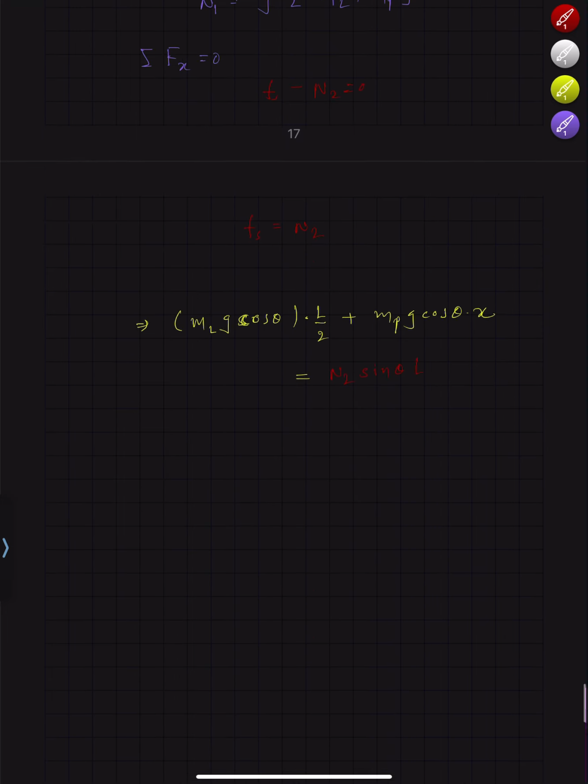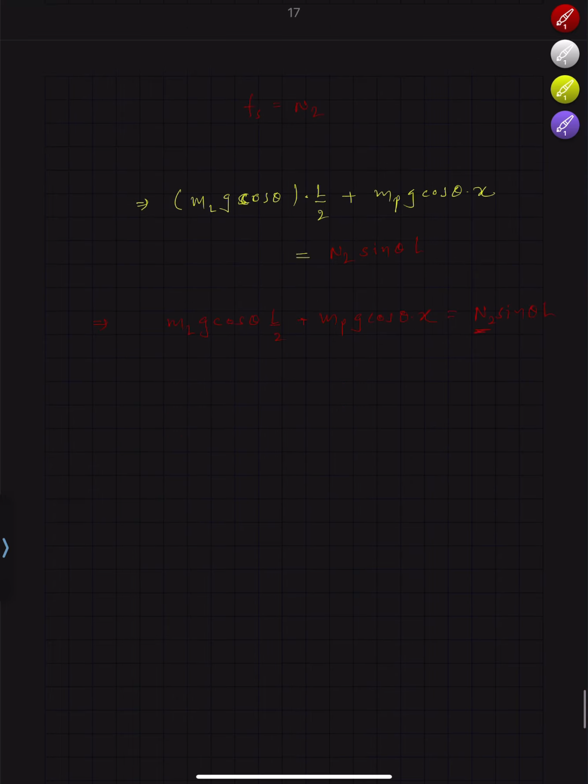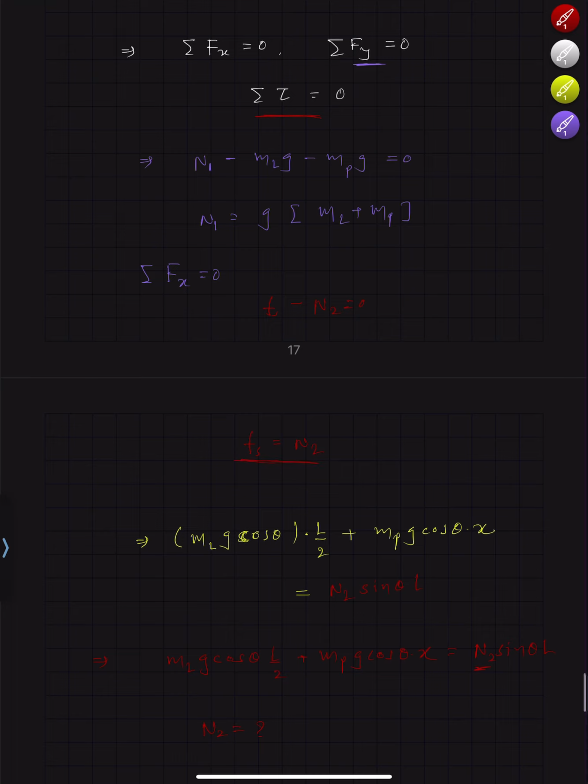So we got the equation: m_l g cos theta times L by 2 plus m_p g cos theta times x is equal to N2 sin theta times L. Now what is N2? We have to find N2. N2 is equal to what? From the earlier equation we know the friction force is equal to N2.